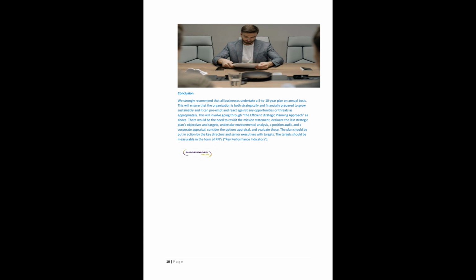The planning should follow a structured approach that includes revisiting the mission statement, reviewing the objectives and targets from the previous plan, and conducting thorough environmental and position analyses, as well as a corporate appraisal. After considering and evaluating different strategic options, the plan should be implemented by the key directors and senior executives with clear, measurable targets set through key performance indicators or KPIs. This disciplined approach helps keep the business aligned and focused on long-term success.